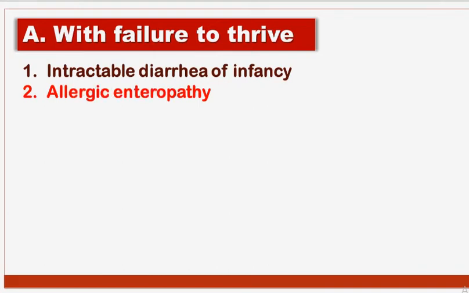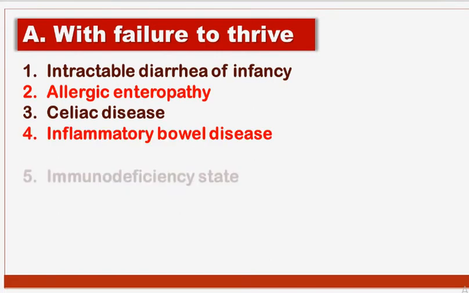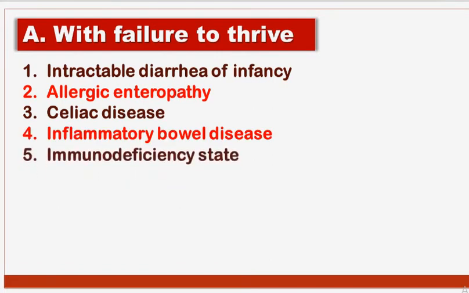Allergic enteropathy, like the cow milk protein allergy. This is called allergic enteropathy. Of course, this will cause failure to thrive. Celiac disease. In the next lecture, we will talk about celiac disease in detail. Inflammatory bowel disease, Crohn's or ulcerative colitis. Of course, it will cause failure to thrive. Immune deficiency. Of course, they are failing to thrive.